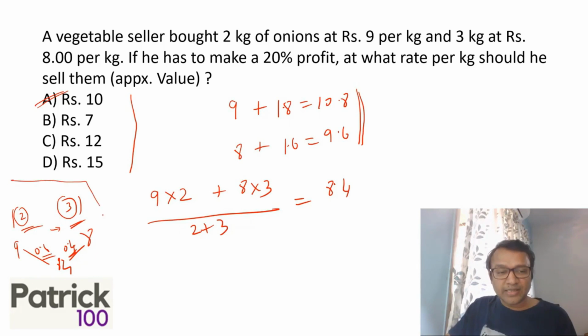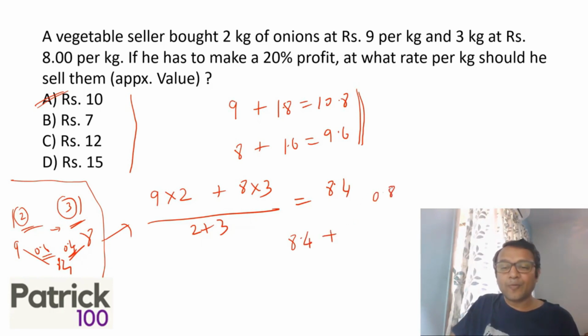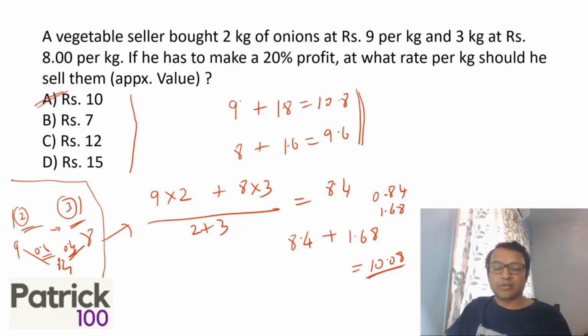Anyway, if you don't understand this, then you can directly solve it. You will get 8.4. On 8.4, again, 10% is 0.84. 20% is double of this, 1.68. So add 1.68, and you will get the value as 10.08. Right, which is option A, approximately.